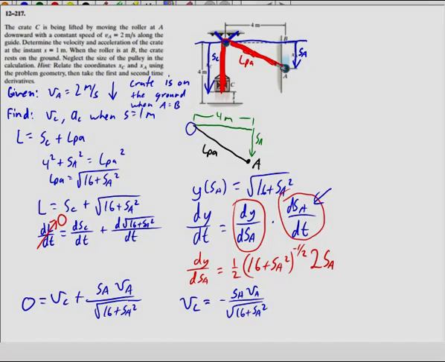So the position of A, they give us that we're supposed to find it when S equals 1. Well, S is this little distance down here. S is equal to 1. So if we look at the entire thing, I'm going to redraw this, but I'm going to redraw it when pulley A is up at point B. If I redraw it when pulley A is up at point B, we're going to have the crate sitting on the ground.